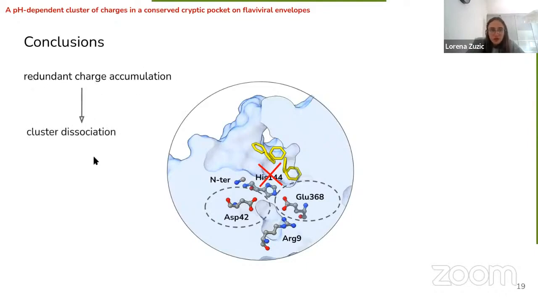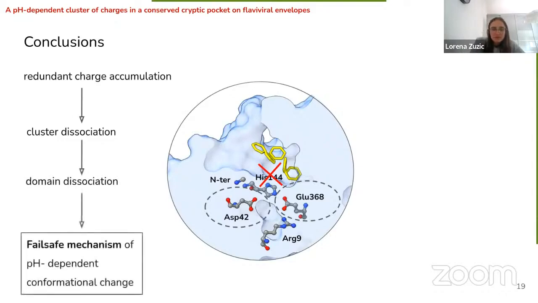When the charge accumulates, I think I've shown that we do get cluster dissociation. And because the cluster is located on the interface of domains, we also get domain dissociation. And in general, this is a more comprehensive fail-safe mechanism of the virus that is going to dictate your pH-dependent conformational change.